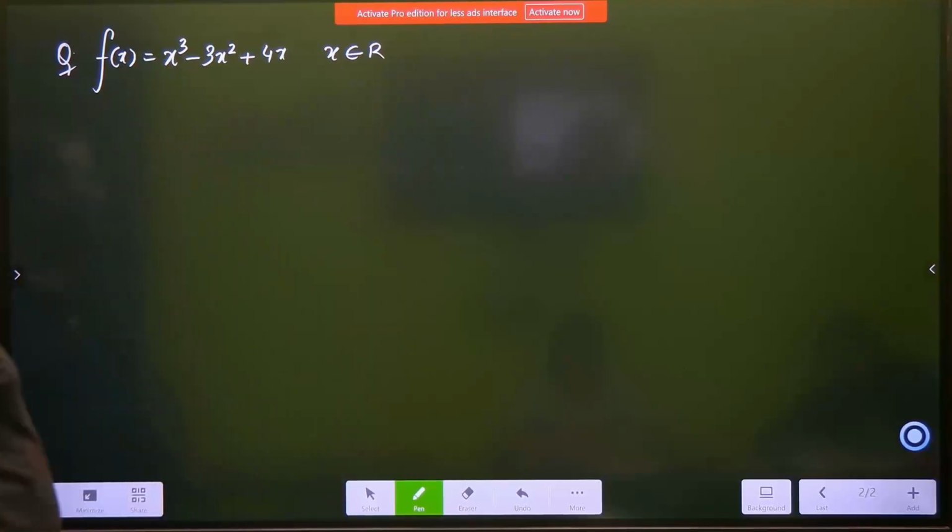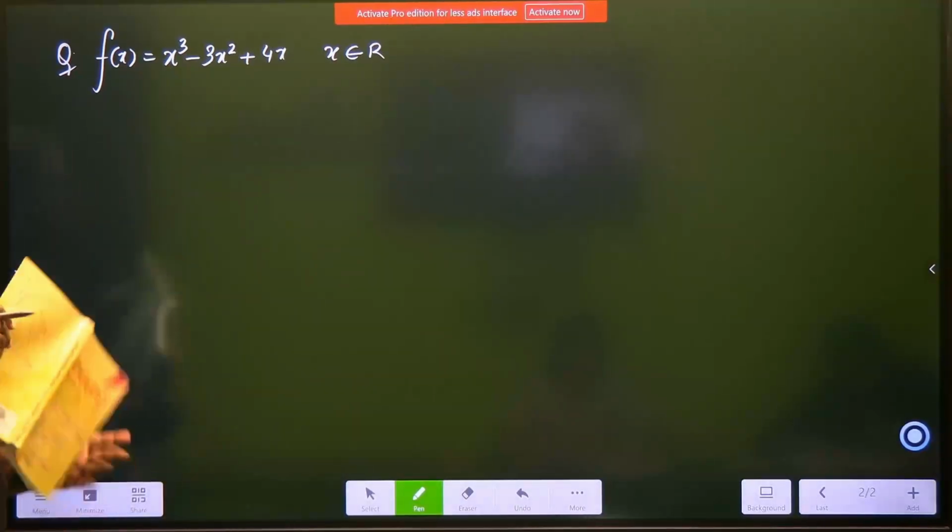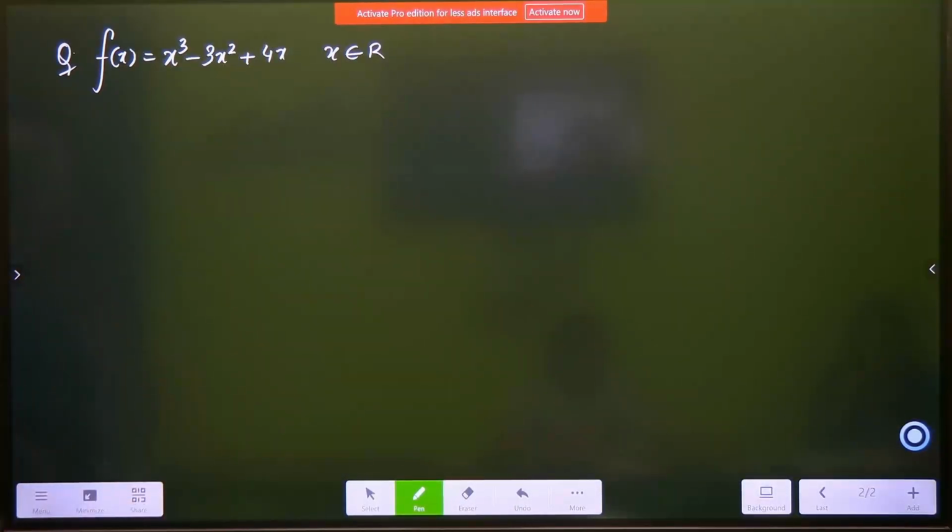Let us first read the question. What type of function do you say, children? Algebraic function. An algebraic function which is taking inputs as real numbers. Are we able to understand, right? So what will I call it? A real valued function. Understood?